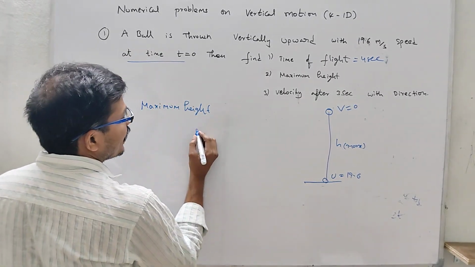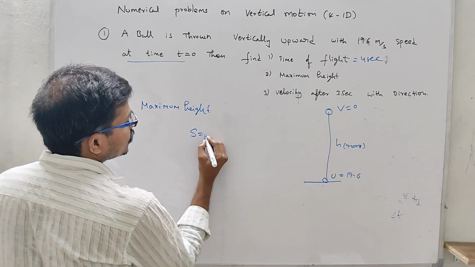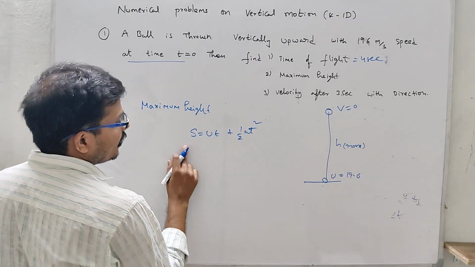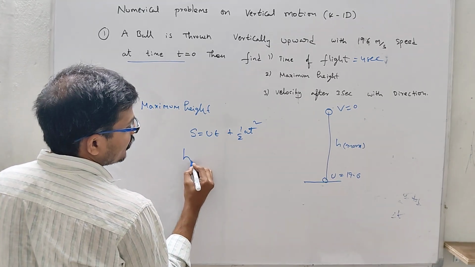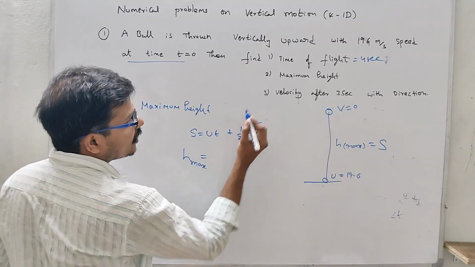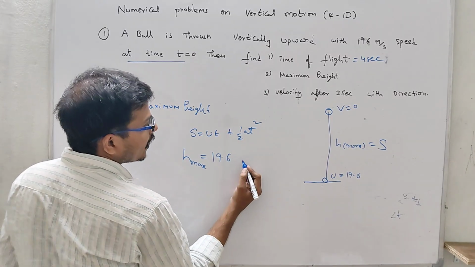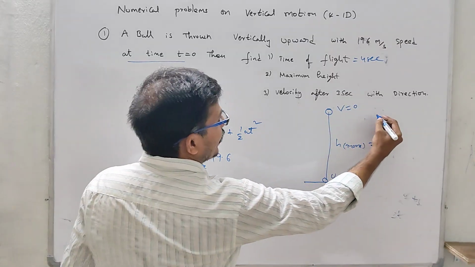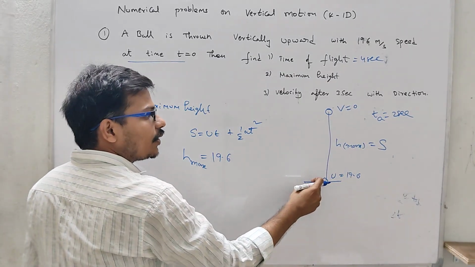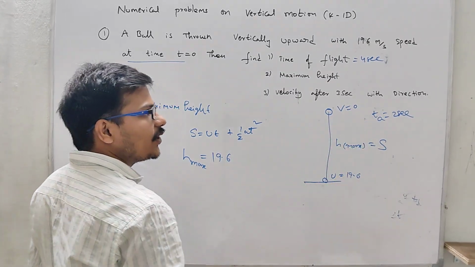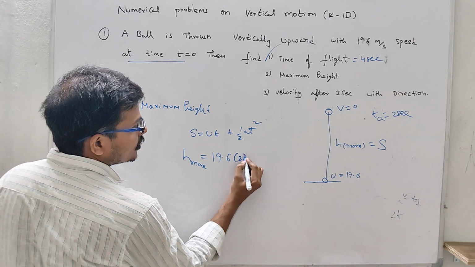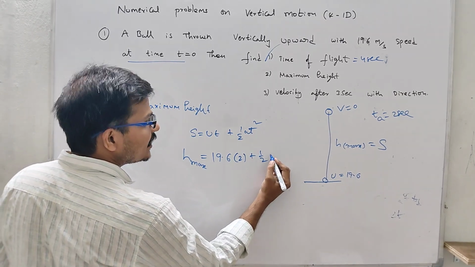To find the maximum height, what formula do we have? s equals ut plus half at squared. Here s is the maximum height, which we consider as displacement, and the initial velocity is 19.6. The time taken to reach maximum height is 2 seconds, which we already proved as the time of ascent.